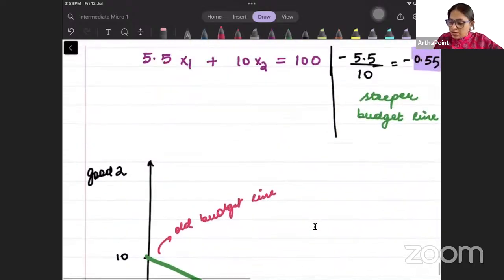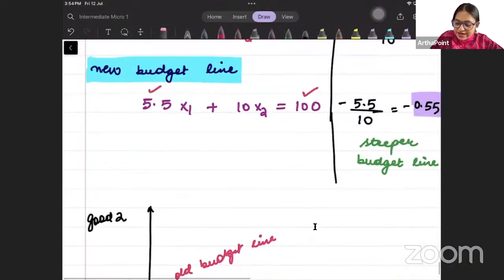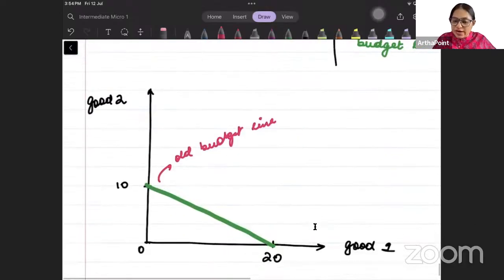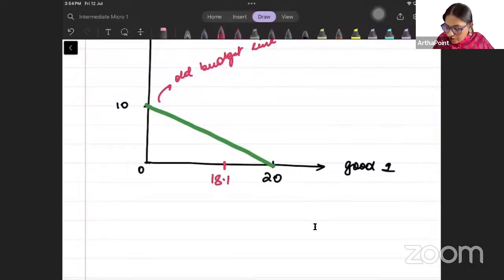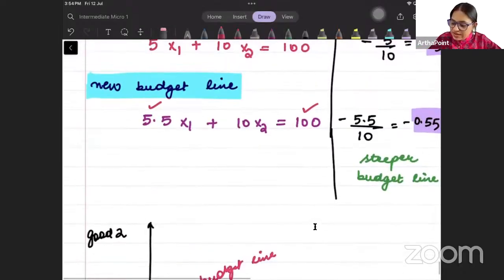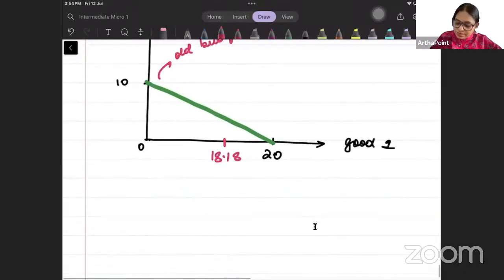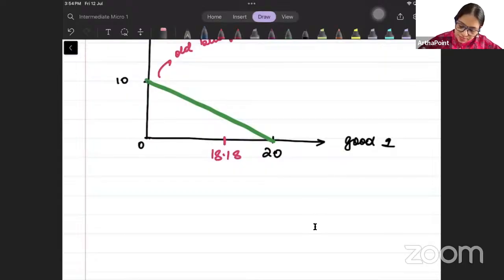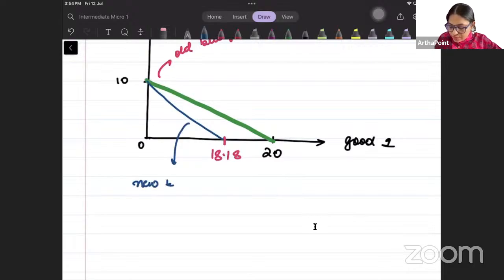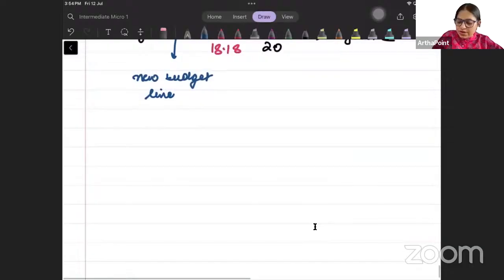Now what is happening, beta? Now I have 100 divided by 5.5. If I just divide this, 100 divided by 5.5 is 18.18. So now here it will be 18.18. And 100 divided by 10 is 10 only. So I can just join this. Right? And this will be my new budget line. This is the inward pivot. Right? Let's write down the general case, beta.